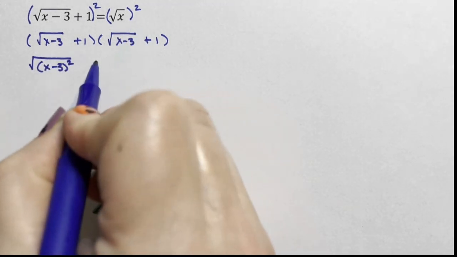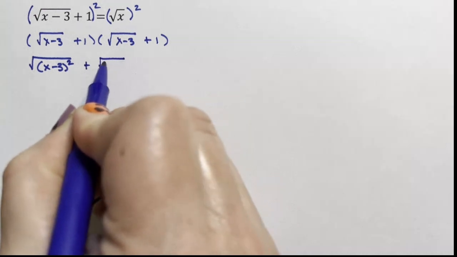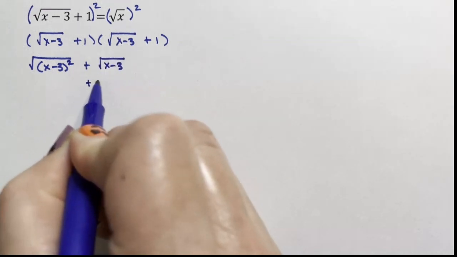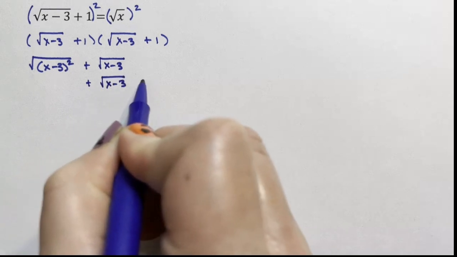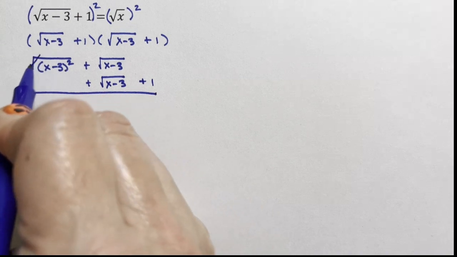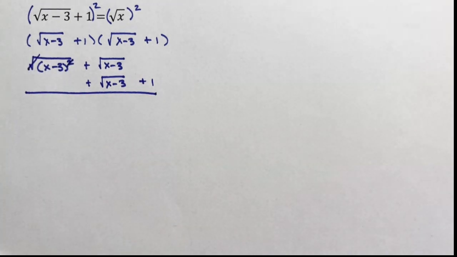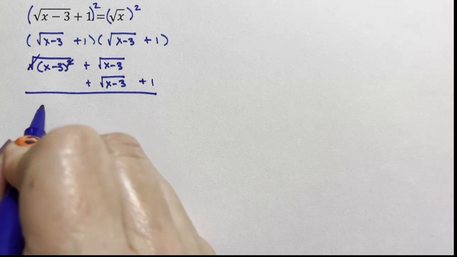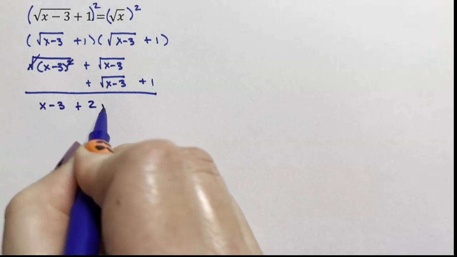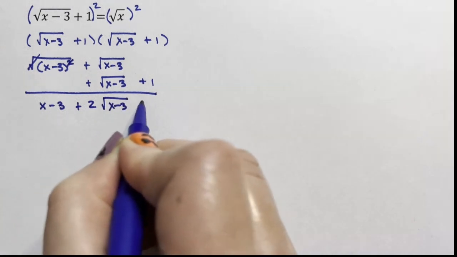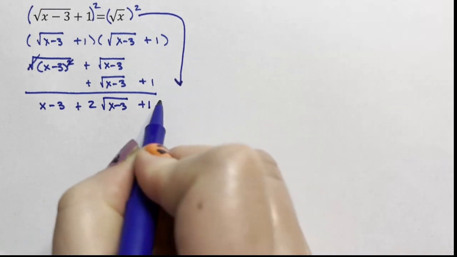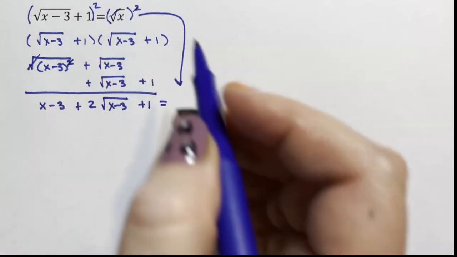Square root of x minus 3 times 1 is plus the square root of x minus 3. 1 times the square root of x minus 3 is plus the square root of x minus 3, and 1 times 1 is 1. When I add down, I am going to have the square root and square, which are natural inverses, cancel, and I'm left with x minus 3. There are two of these, so plus 2 times the square root of x minus 3, plus 1. And now I'm going to bring this guy down. And those cancel, equals x.